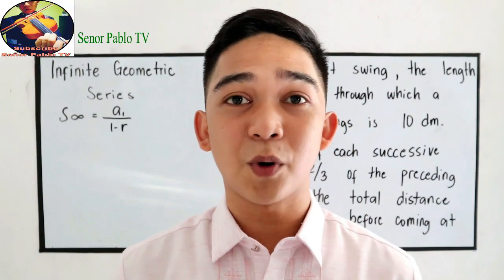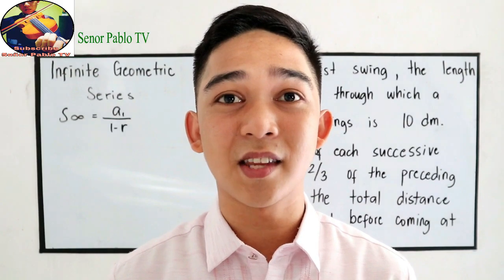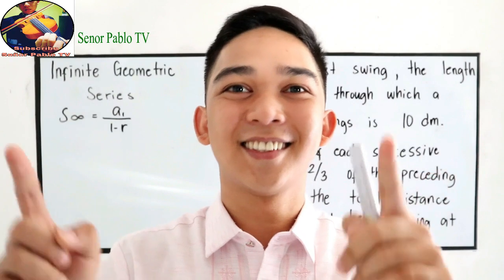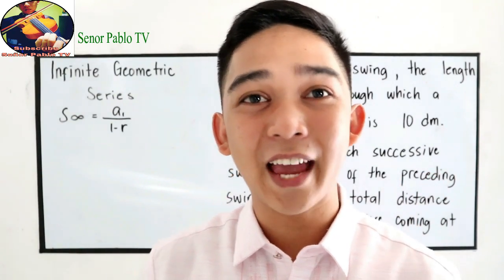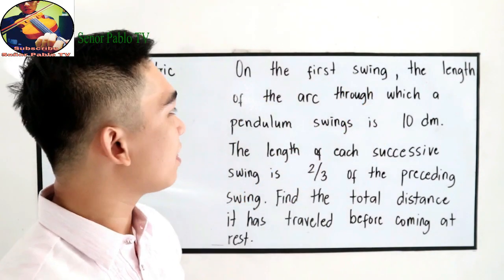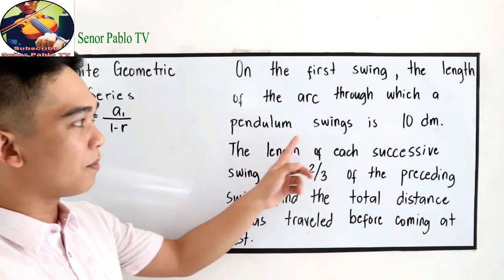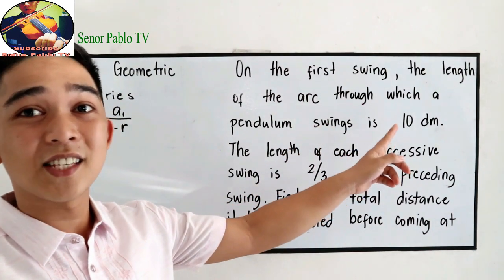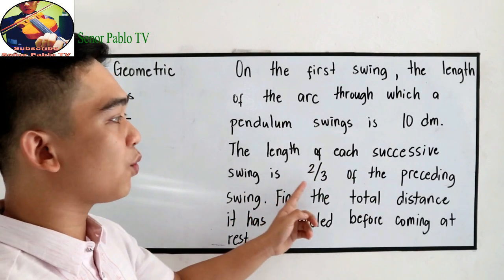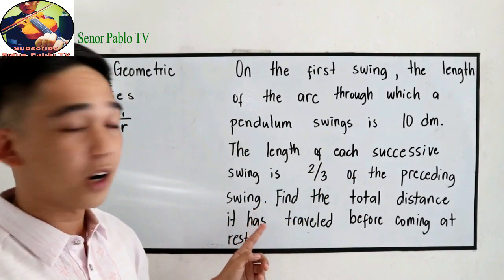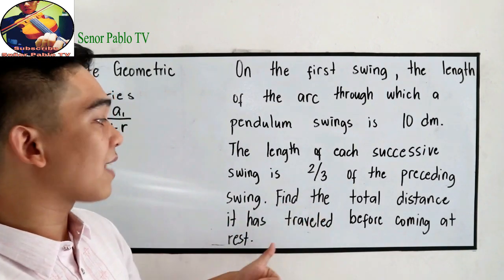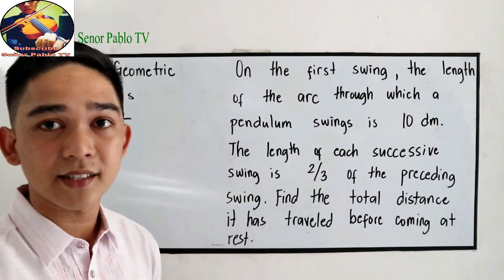Ang famous example ng geometric series is the pendulum. Familiar kayo doon? So example tayo. On the first swing, the length of the arc through which a pendulum swings is 10 decimeter. The length of each successive swing is 2/3 of the preceding swing. Find the total distance it has traveled before coming at rest.